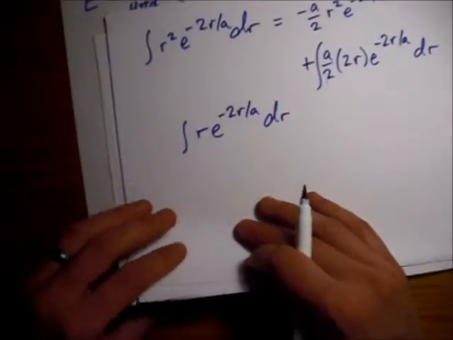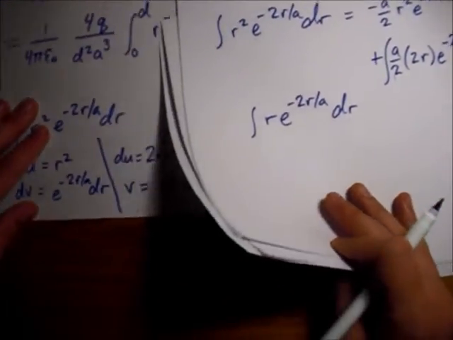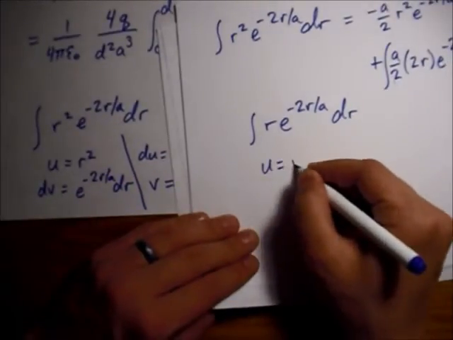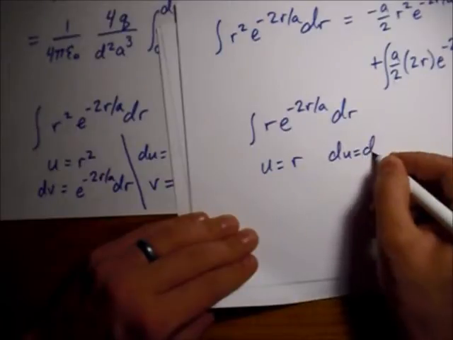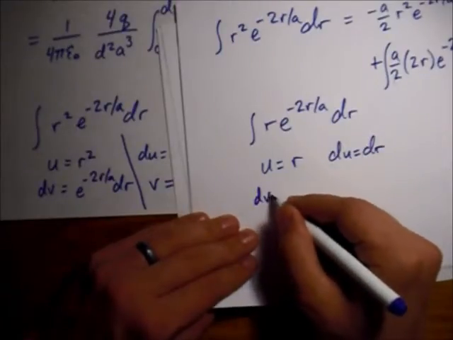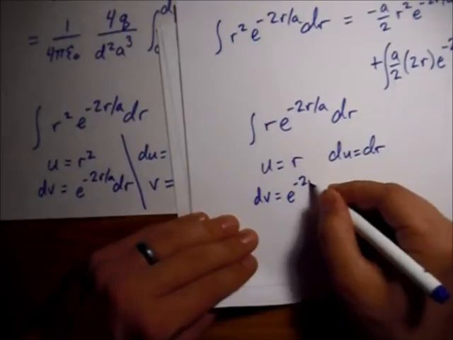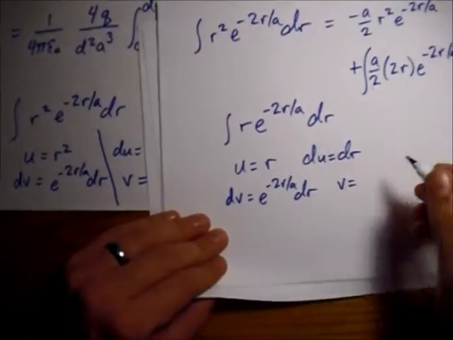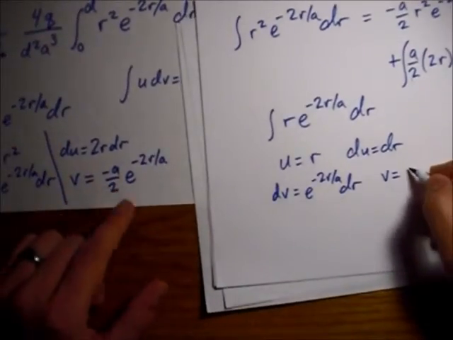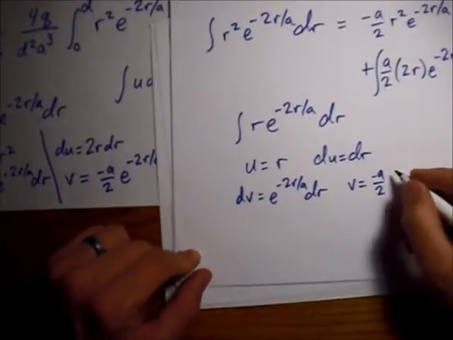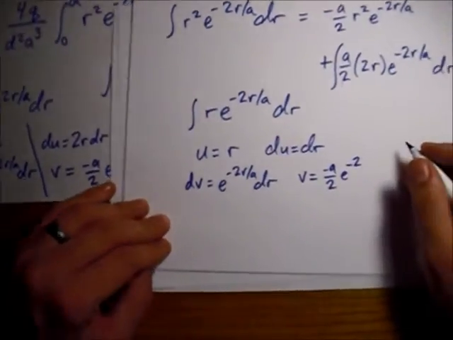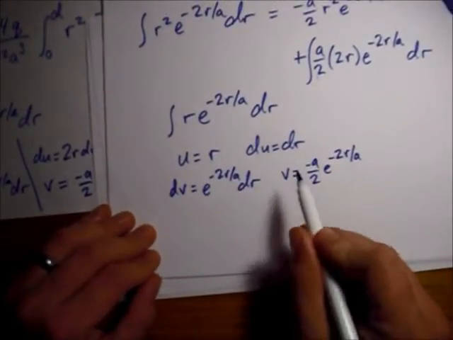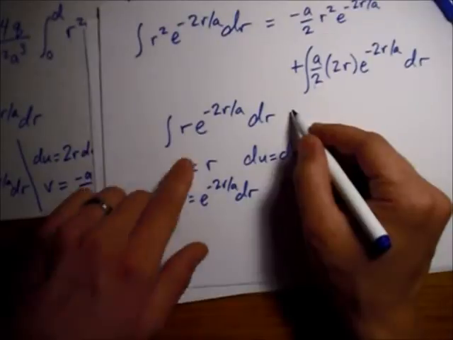So I'm just going to use u and v once again. It's similar to what we did over here. u this time is just equal to r, du equal to dr, and dv equal to e to the minus 2r over a dr, and v equal to, again, minus a over 2 e to the minus 2r over a. All right, so let me just write it up here.